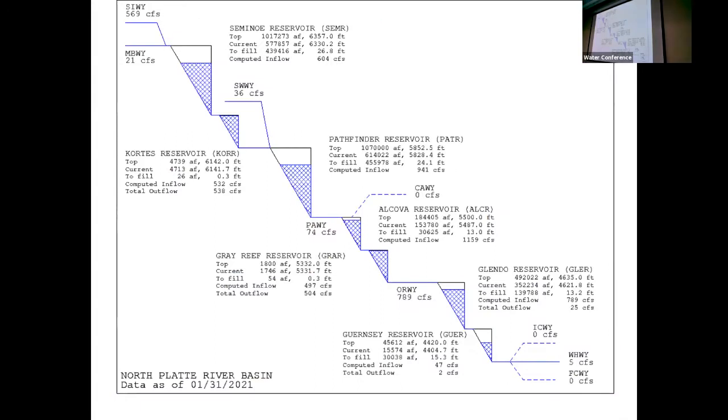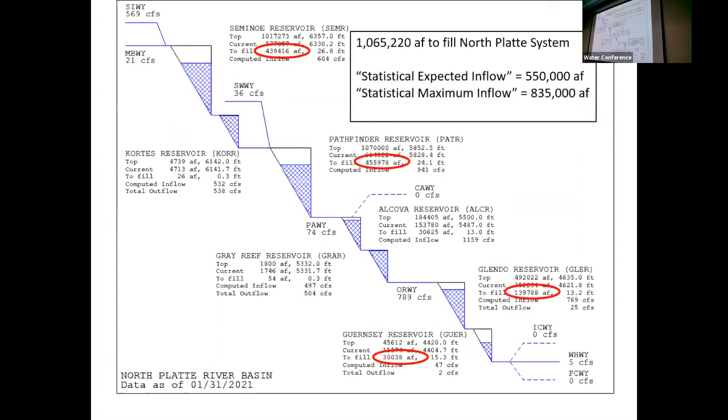This is a teacup diagram showing all the reservoirs on the North Platte system in Wyoming. Those red circled numbers are the amount of water needed to fill each one of those reservoirs. So about 440,000 acre feet to fill Seminole Reservoir, 456,000 to fill Pathfinder, 140,000 to fill Glendale, and another 30,000 to fill Guernsey. If we add all those together, we come up with about 1,065,000 acre feet to fill the North Platte reservoirs in Wyoming.